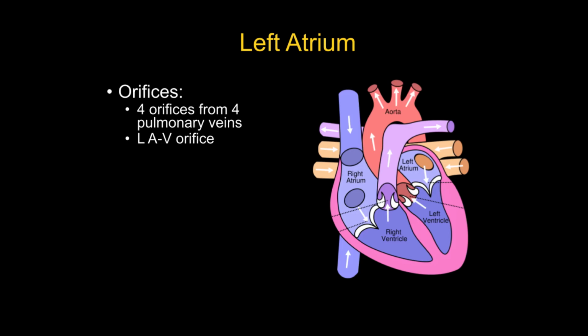So for each pulmonary vein, there will be orifices in the walls of the left atrium. So 4 pulmonary veins compared to 2 pulmonary arteries. And the major orifice that we see here is the atrioventricular orifice going from the left atrium into the left ventricle.